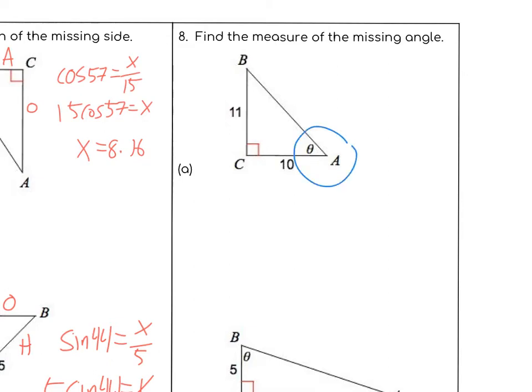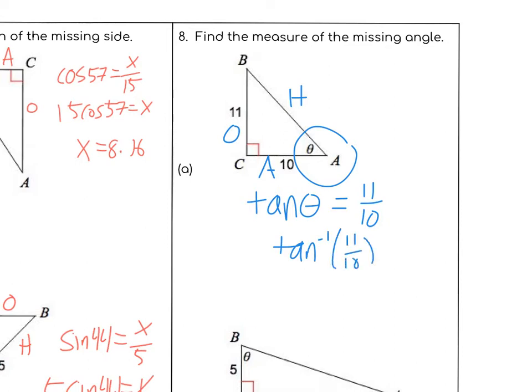Looking at number 8, we're solving for some angles. Here we're looking for angle A. Here's my opposite, my hypotenuse, and my adjacent. I see an O and an A, so I'm going to use tangent. Tangent of theta is equal to 11 over 10. That means tangent inverse of 11 over 10 is my angle. On a calculator, we put 11 over 10 inside of tangent inverse, and we get an angle of 47.726 degrees.